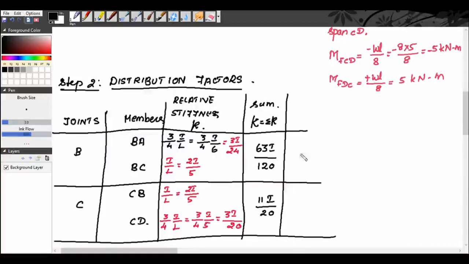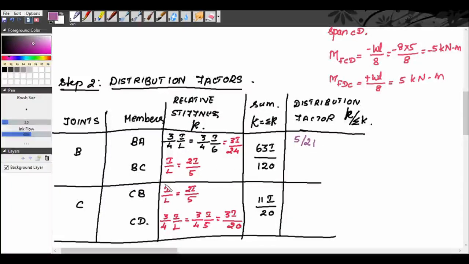Now we can determine the distribution factor. The distribution factor is equal to small k by capital K, that is, the relative stiffness by the summation of the relative stiffness at that particular joint. So for BA, it is 3I by 24 divided by 63I by 120. We get the distribution factor for BA as 5 by 21.